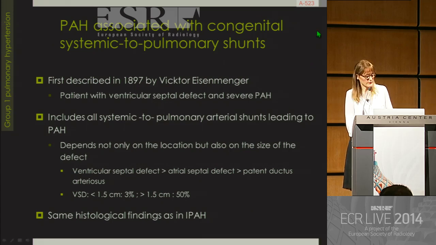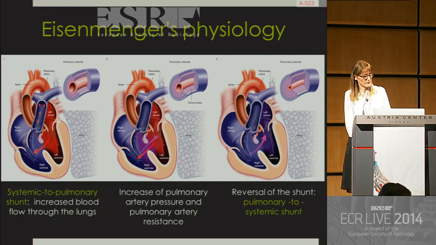In group 1 disease, we also have Eisenmenger syndrome. It was first described in a patient with a ventricular septal defect, but in fact it includes all systemic to pulmonary arterial shunts, and the probability of pulmonary arterial hypertension depends not only on the location but also on the size of the defect. In patients with very large defects, superior to 1.5 centimeter, the prevalence is 50%.